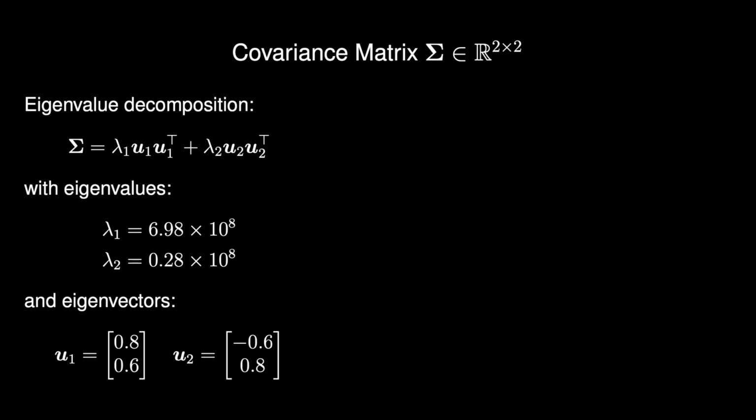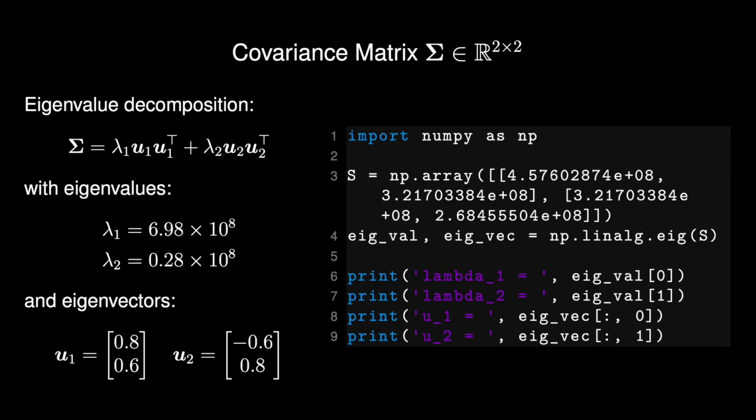The large gap between them shows that the data is highly elongated in one direction. The eigenvectors u1 and u2 define that orientation. NumPy makes this eigenvalue decomposition easy to implement. We pass a covariance matrix to NumPy's eigenvalue decomposition and immediately get the eigenvalues and the eigenvectors.